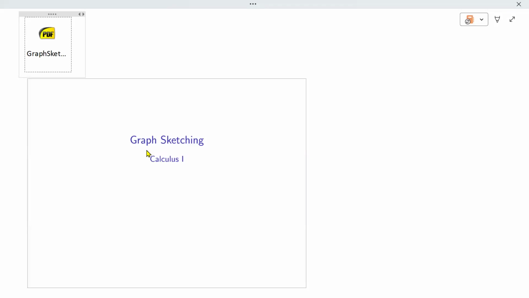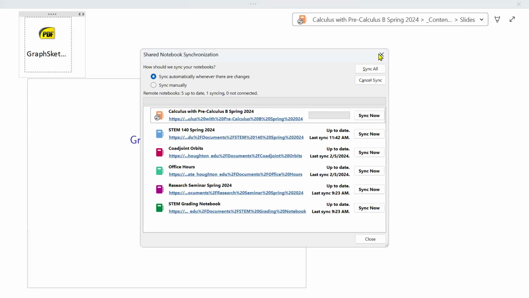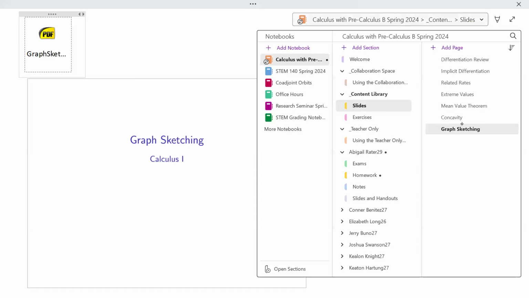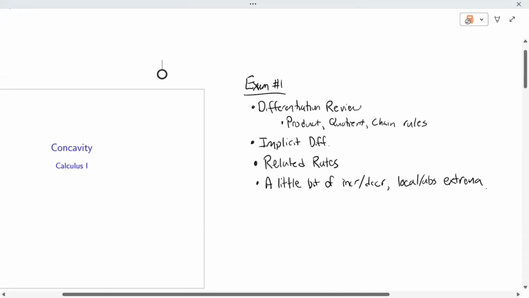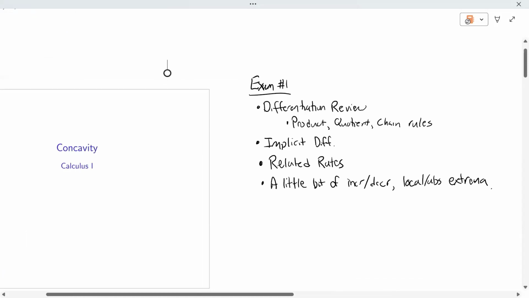Well, everyone, I think it's about time to resume calc with pre-calc. It is that time. OneNote is telling me it's syncing all sorts of stuff. Oh, thanks, OneNote. But I wanted to go back to here and tell everyone there's an exam on Friday, in case you forgot.